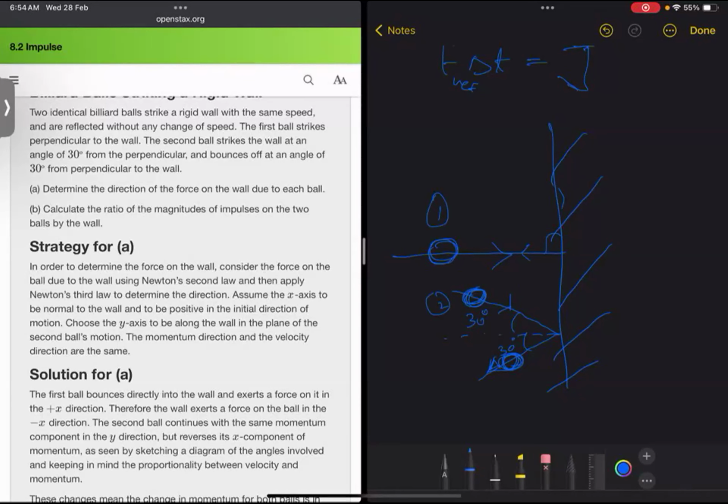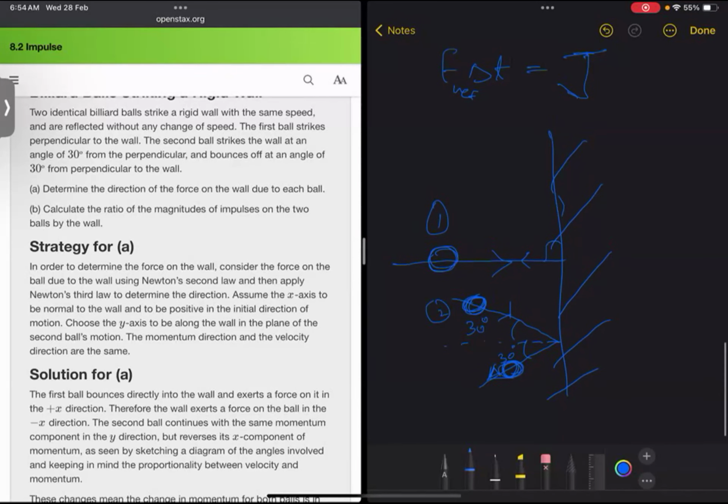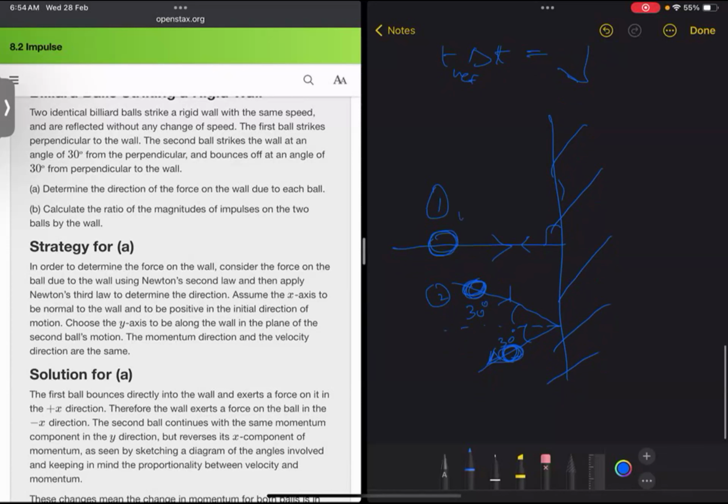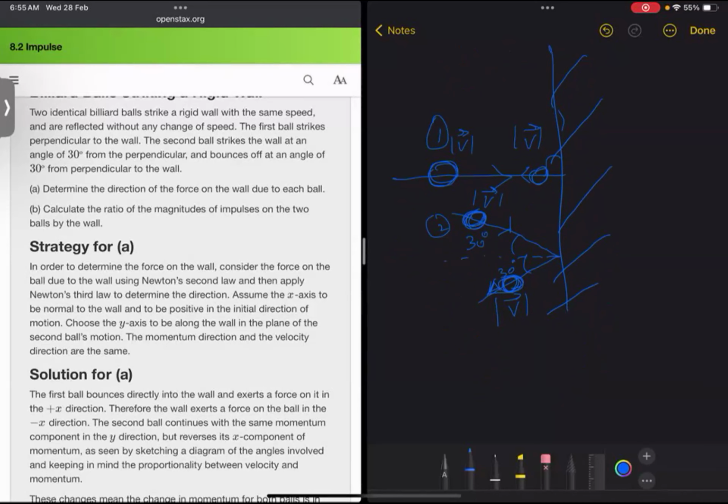Now we have to first find the momentum and the change in momentum. They have the same speed, and after bouncing back also they have the same speed. But their directions of velocity are changing. Let's say their speed is v meters per second.